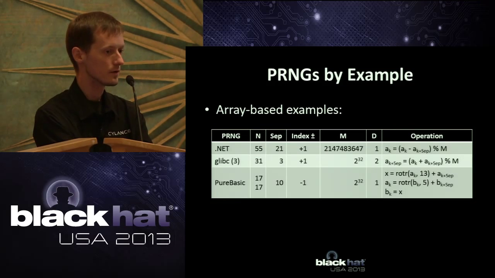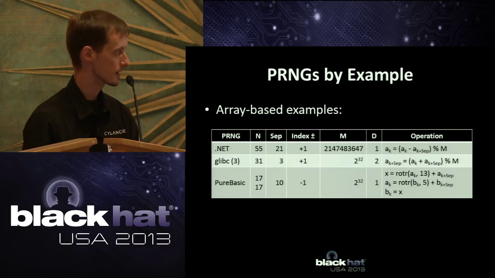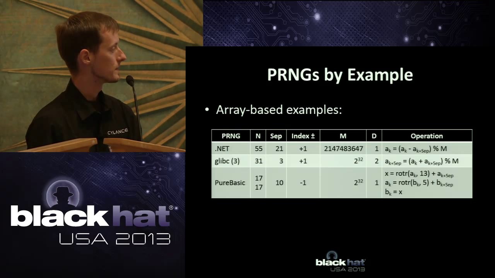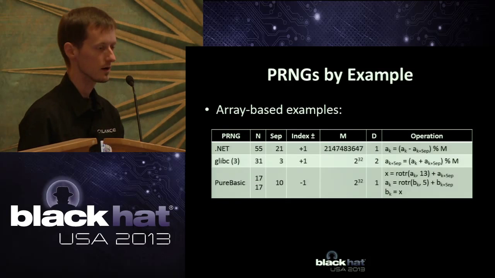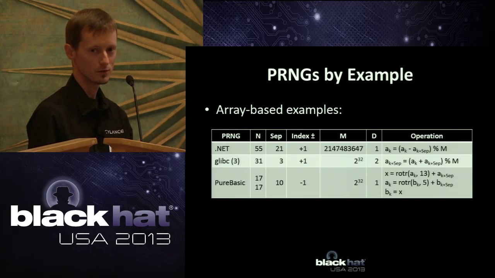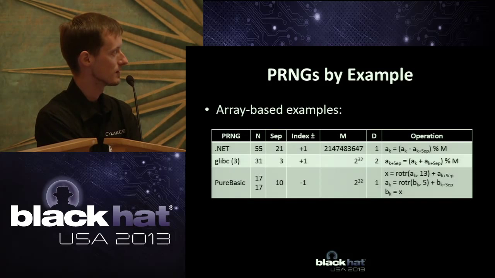glibc, type 3, the default RAND nowadays, also array-based, array of 31, separation. A couple interesting things is that it adds numbers, whereas .NET was subtracting them, and it adds an earlier number to a later number. Now there's a separation of 3 there, but because they did it that way, it's effectively a separation of 28, 31 minus 3. And another thing is it brings back the discard divisor.